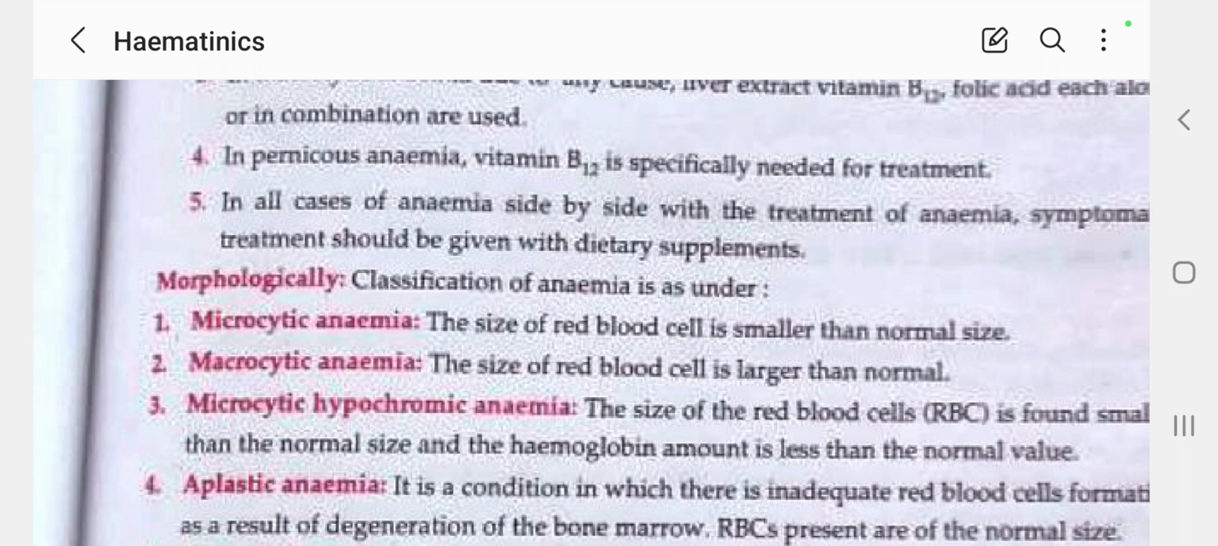Micro means red blood cells smaller than normal. Macrocytic means the red blood cells are larger than normal.